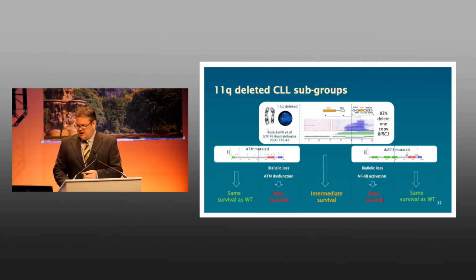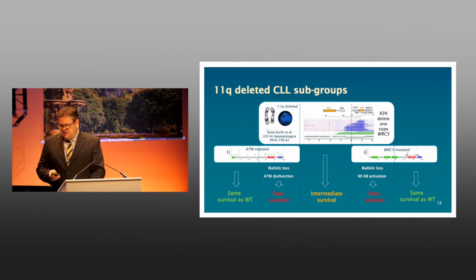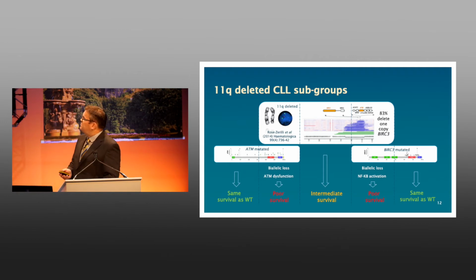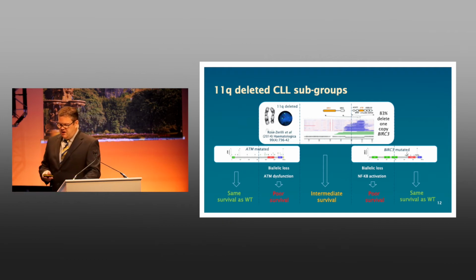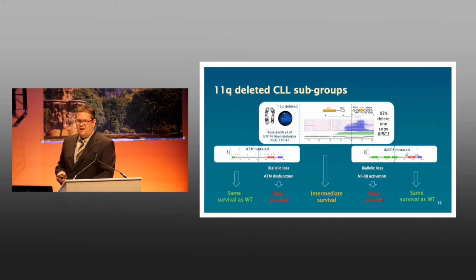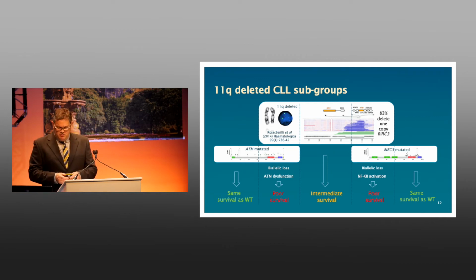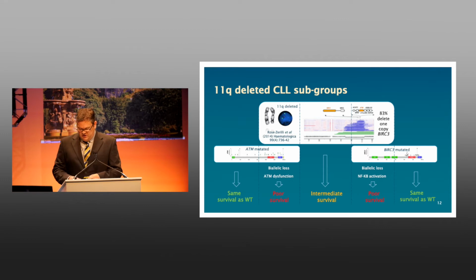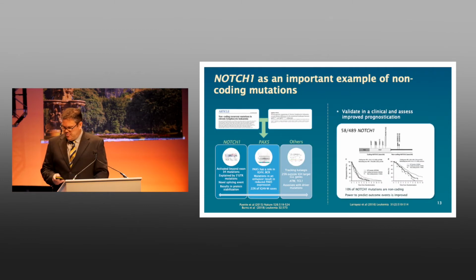So perhaps one can consider cases thus. So we know that all patients will delete ATM, and perhaps 70 to 80% of them will lose BRCA3. We can superimpose the mutational analysis on top of that, and we can define our 5 groups such that if you have biallelic loss of ATM or BRCA3, you have the worst survival, intermediate for deletion alone, and if you have a mutation alone, then the survival seems to be the same as wild type.